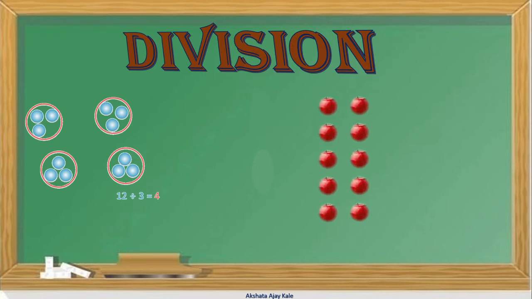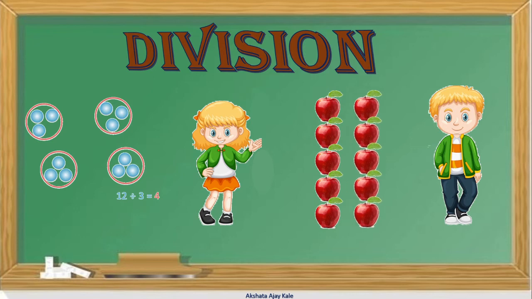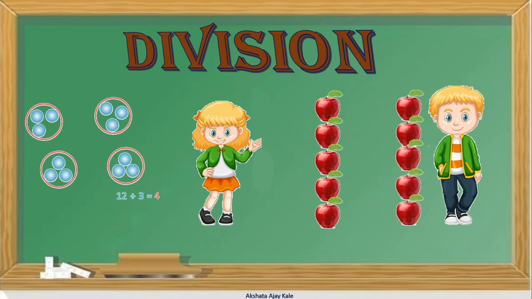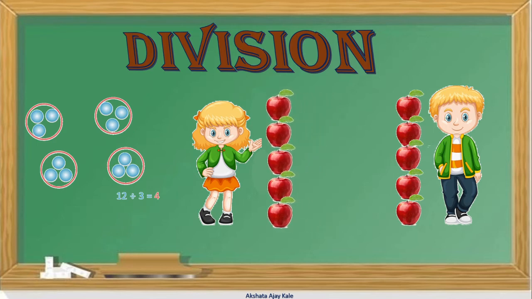Or one more. Here you can see 10 apples. How many apples are there? 10. And 2 children are there. Right? Now we are going to divide these 10 apples between these 2 children. You know that equal sharing. Here 5 apples for this boy and these 5 for this girl. Means equal sharing or equal grouping is nothing but division. Right?